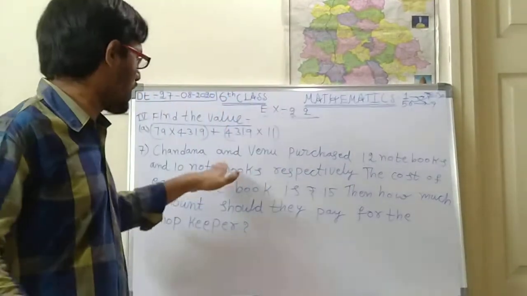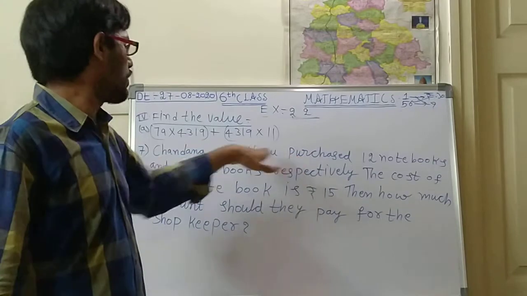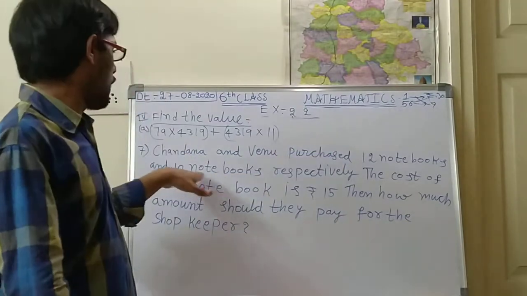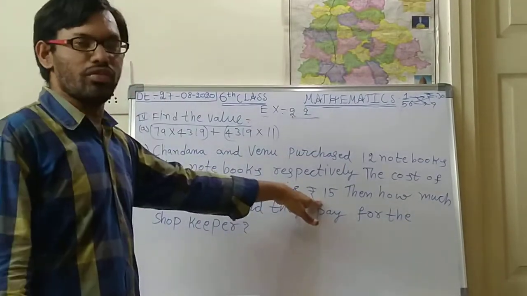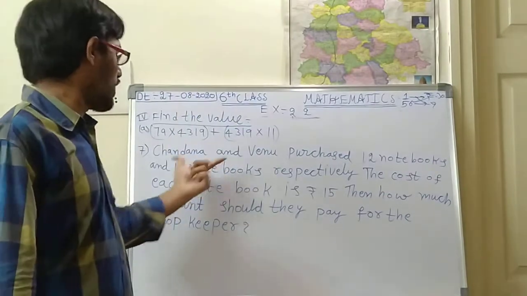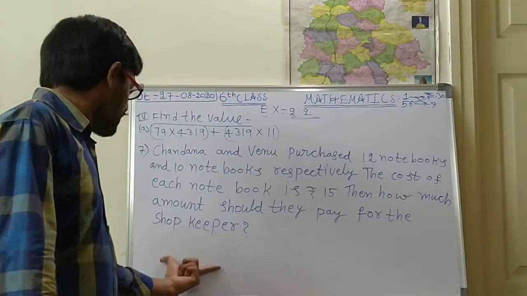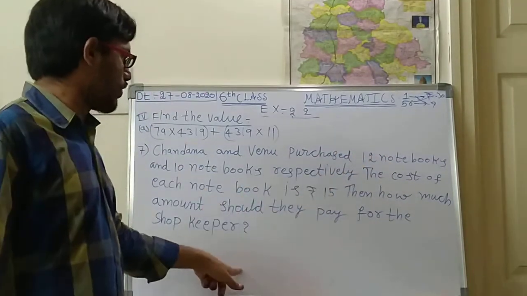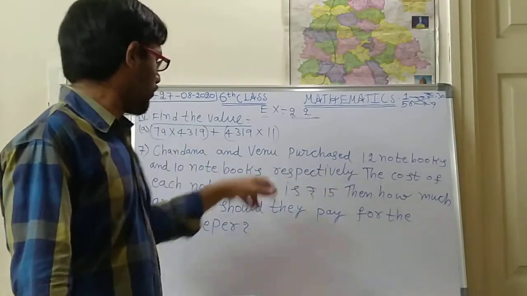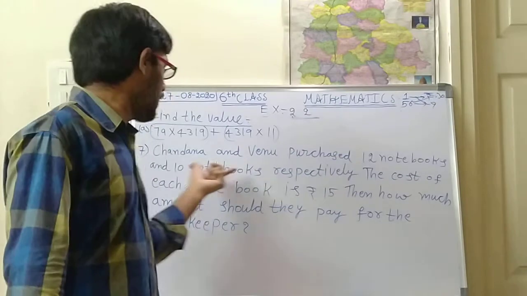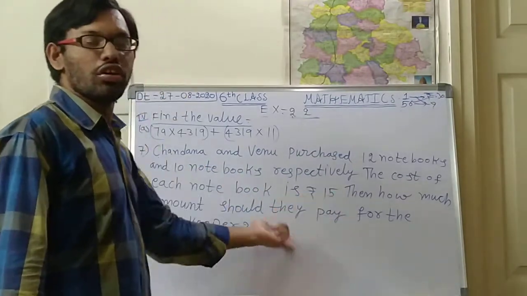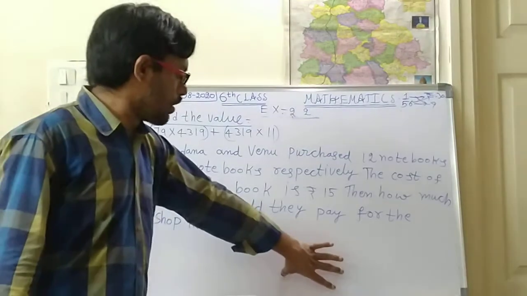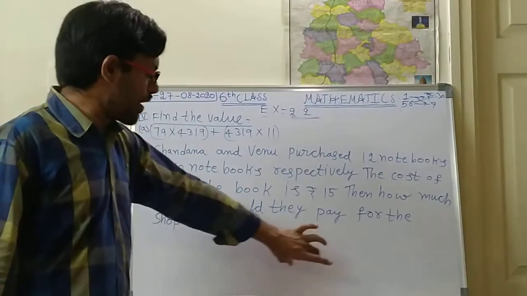First write the steps. The number of books purchased by Chandana is 12 notebooks. The number of books purchased by Venu is 10 notebooks. The cost of each notebook is rupees 15. After writing these three steps, first calculate for Chandana: 12 notebooks, 12 into 15. Next, Venu: 10 books, so 10 into 15. Calculate the answer. So 12 into 15 plus 10 into 15.